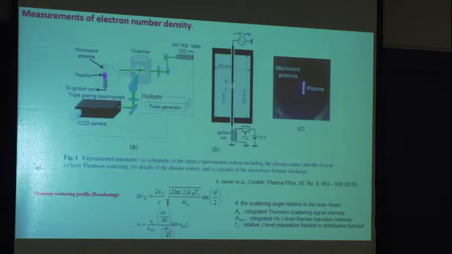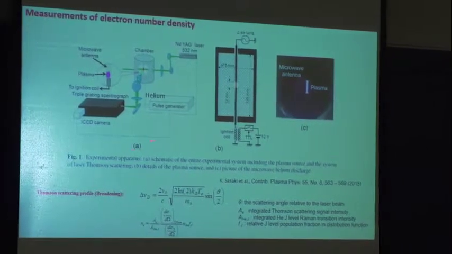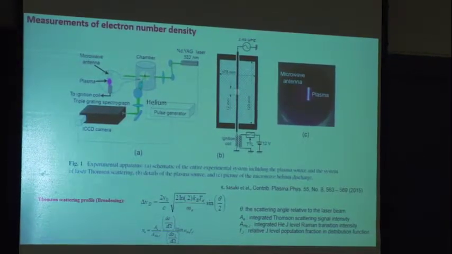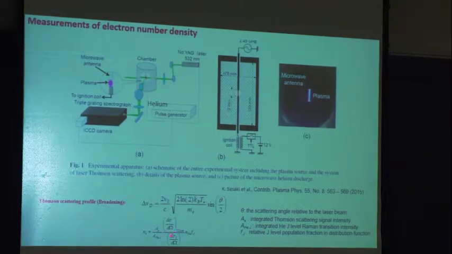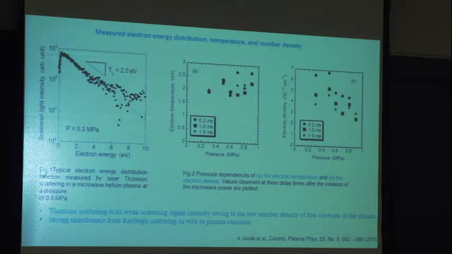So another example is a measurement at Hokkaido University by Sakai. Sakai's group basically tried to do a micro discharge, needle to needle, and you can see that it's a microwave discharge. They used Thomson scattering to measure the electron number density and temperature in a helium environment. When they measure the electron number density, they use the Raman scattering from helium as the reference.